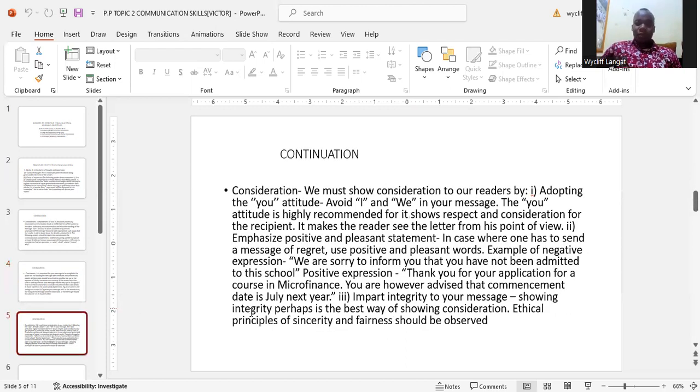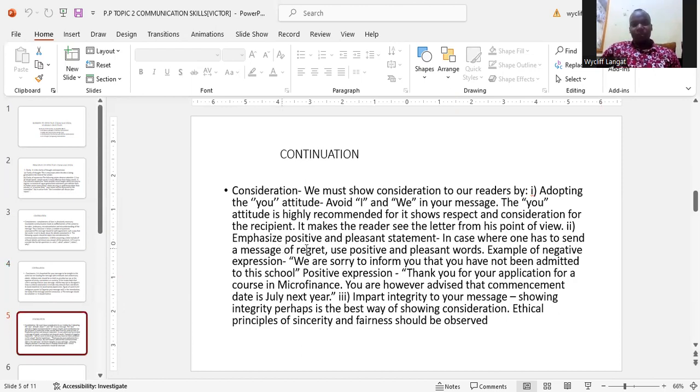We have consideration. We must show consideration to our reader by, for instance, adopting the you attitude, avoiding I and we in your message. The you attitude is highly recommended for it shows respect and consideration for the recipient. It makes the reader see the letter from his point of view.